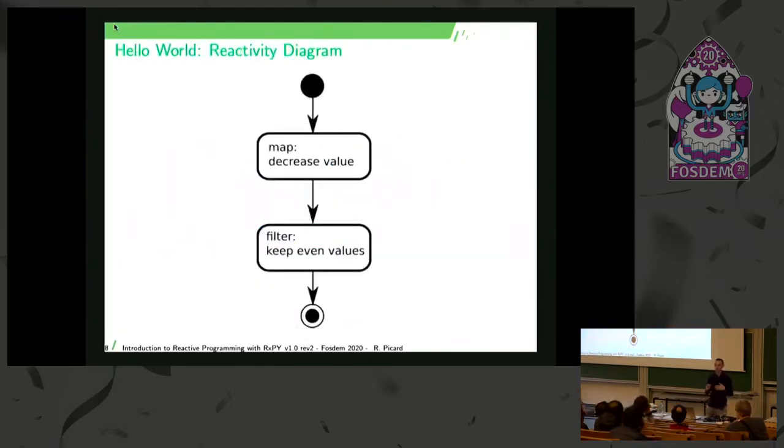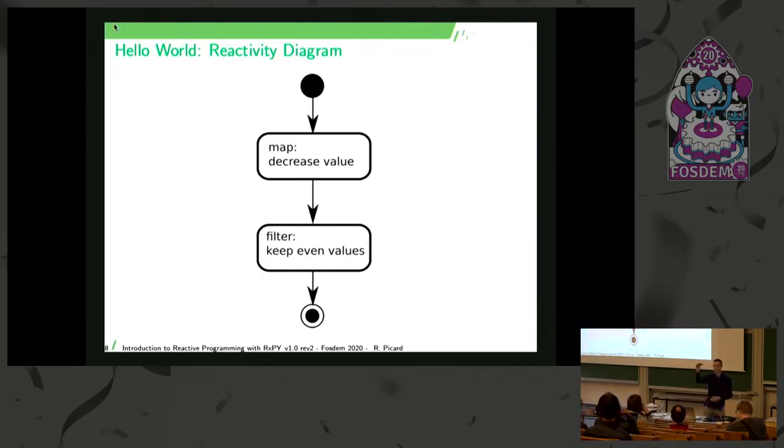We'll write a very simple graph where we will chain only 2 operators. This is another kind of diagram that I call a reactivity diagram. It's inspired from UML activity diagrams, but the meaning is different. In an activity diagram, you represent a code flow. Here, the diagram represents a data flow.